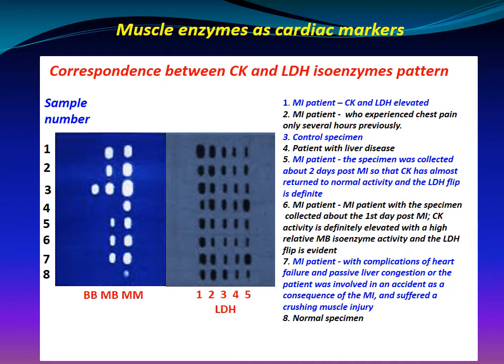Sample 7 results are from a myocardial infarction patient with complication of heart failure and passive liver congestion, or the patient was involved in an accident as a consequence of the myocardial infarction and suffered a crushing muscle injury.